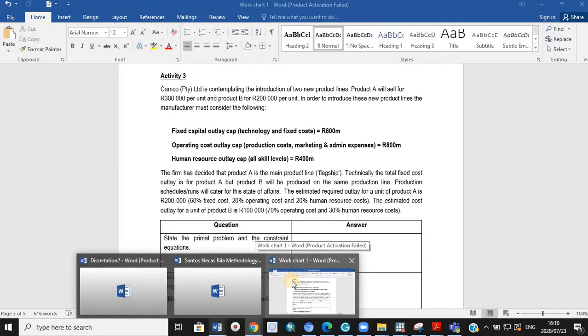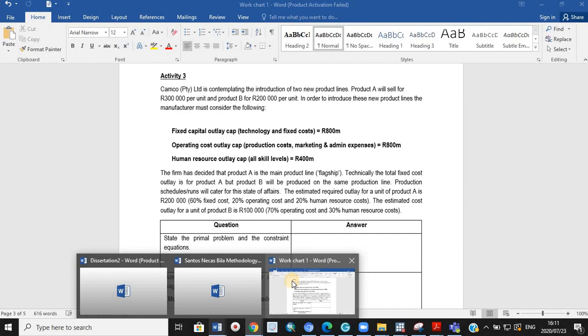The other way of doing this, all right, but this is the easiest one. And then 20% is for operating cost and 20% for human cost. The estimated cost outlaid for each unit of product B is 100,000, whereby 70% is for the operating cost, and 30% is for human resources.